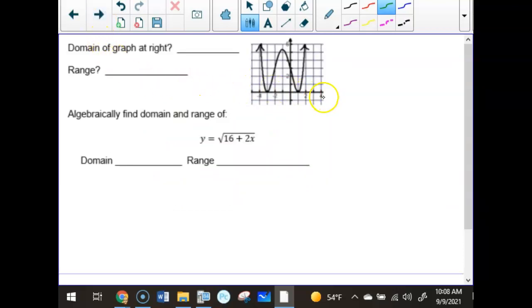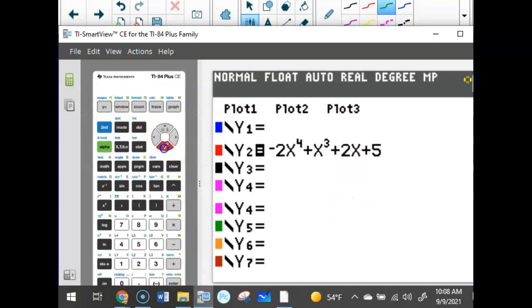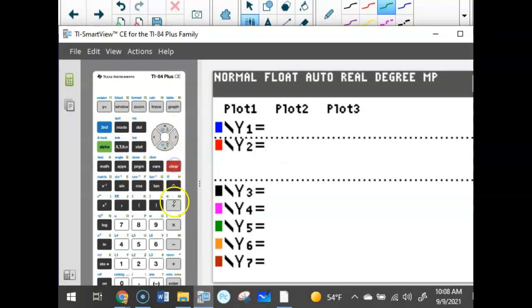Domain and range of this guy? It's going left and right forever. What about up and down? Yeah, good job. The bottom y value is 0 and up. Okay. What about algebraically this guy? You could try graphing it, but I'm not too sure it's going to be as helpful as you think. I don't think I tried graphing it.